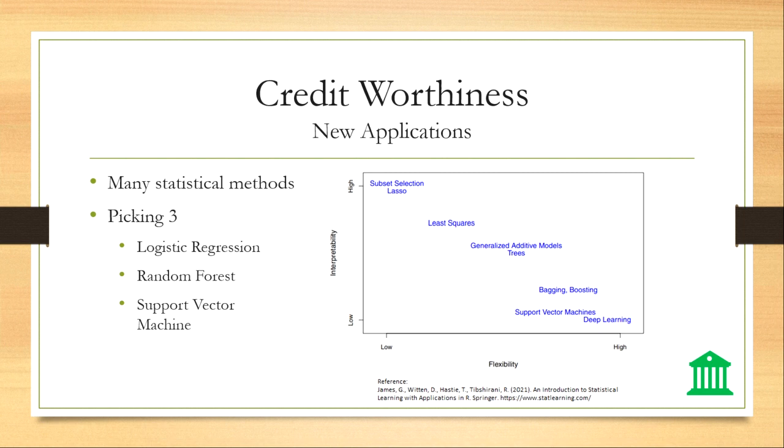So we've got quite a few statistical methods to pick from. Well, let's just pick three. When we look at the interpretability and flexibility diagram, we're going to pick one in the top left corner, one in the bottom right, and something in the middle. And when we do that for classification, we end up with logistic regression somewhere near least squares, random forest somewhere below the trees, and then a support vector machine near the bottom right.